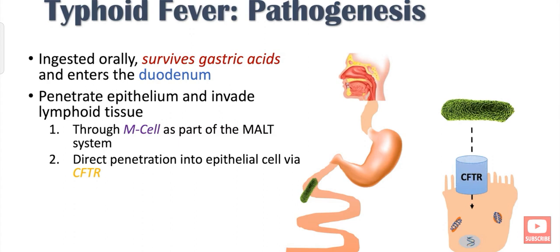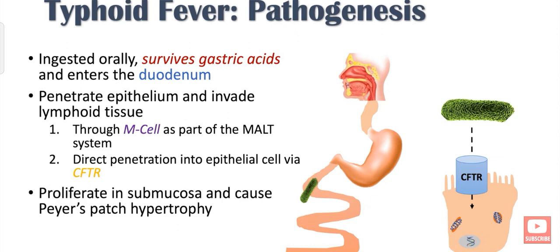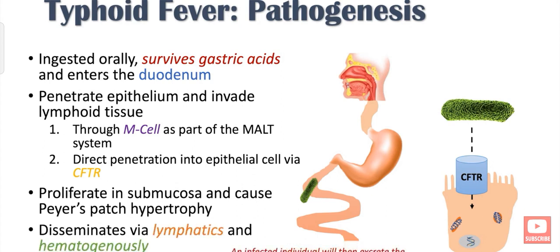So what's very interesting is that because this channel is mutated in patients with cystic fibrosis, patients may actually be protected against typhoid fever infections, or infections by the bacteria that cause typhoid fever. So again, very interesting. Another thing that happens is that the Salmonella typhi bacteria, once it penetrates into the epithelium, will actually proliferate in the submucosa, causing Peyer's patch hypertrophy. Peyer's patch is lymphatic tissue in the intestines that becomes hypertrophied because the bacteria actually proliferates inside to cause that hypertrophy. And eventually the bacteria will disseminate through the body via the lymphatic system and hematogenously through the blood to cause many of the symptoms we're going to talk about in the next slide.